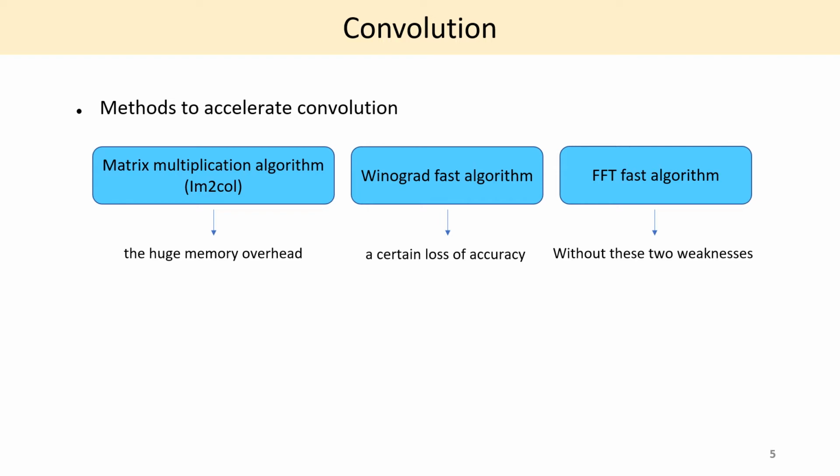However, the first 2 algorithms both have drawbacks. The matrix multiplication algorithm often accompanies huge memory overhead. For the Winograd algorithm, if sizes of kernels are not small, a certain loss of accuracy may be introduced. Thus, FFT fast algorithm is often the first choice for high-performance implementations of convolution.